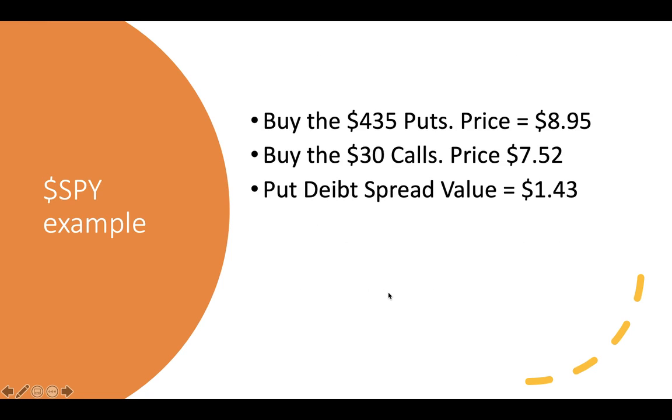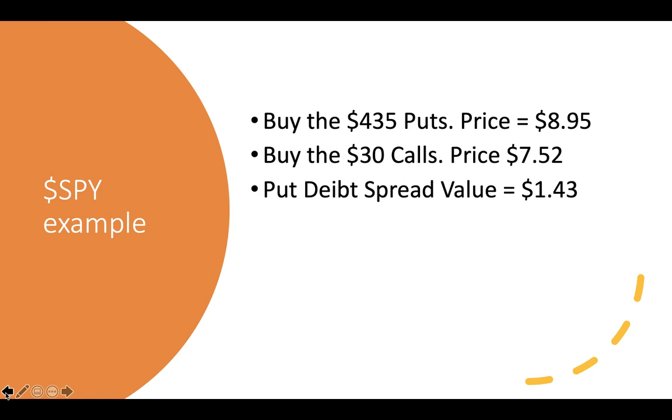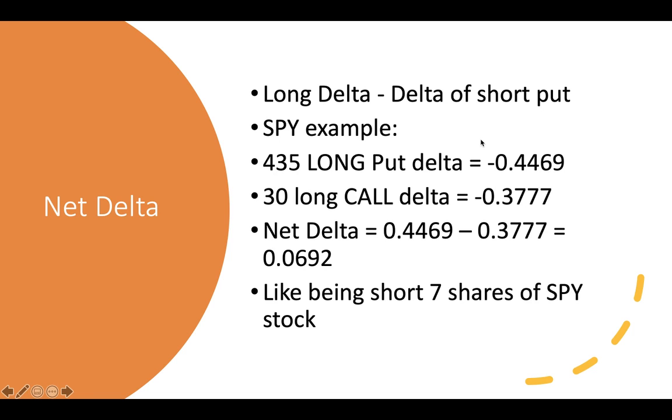That's the pricing. Referring back to our SPY example, we're buying the $435 puts priced at almost $9, and then we're selling, that's wrong, that should say selling the $430 put, not call, for a price of $7.52. Overall, the put debit spread value is $1.43. We've gone over that.